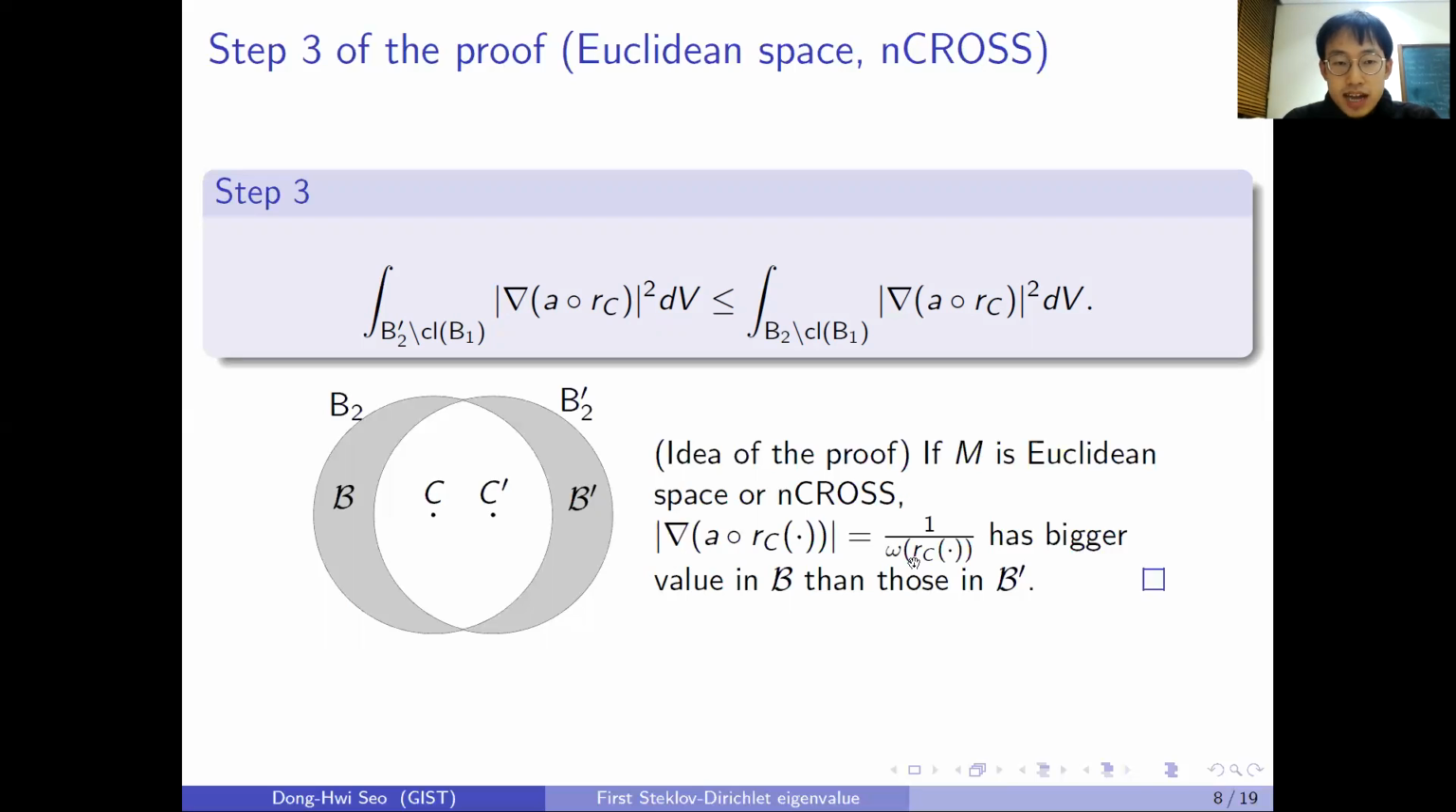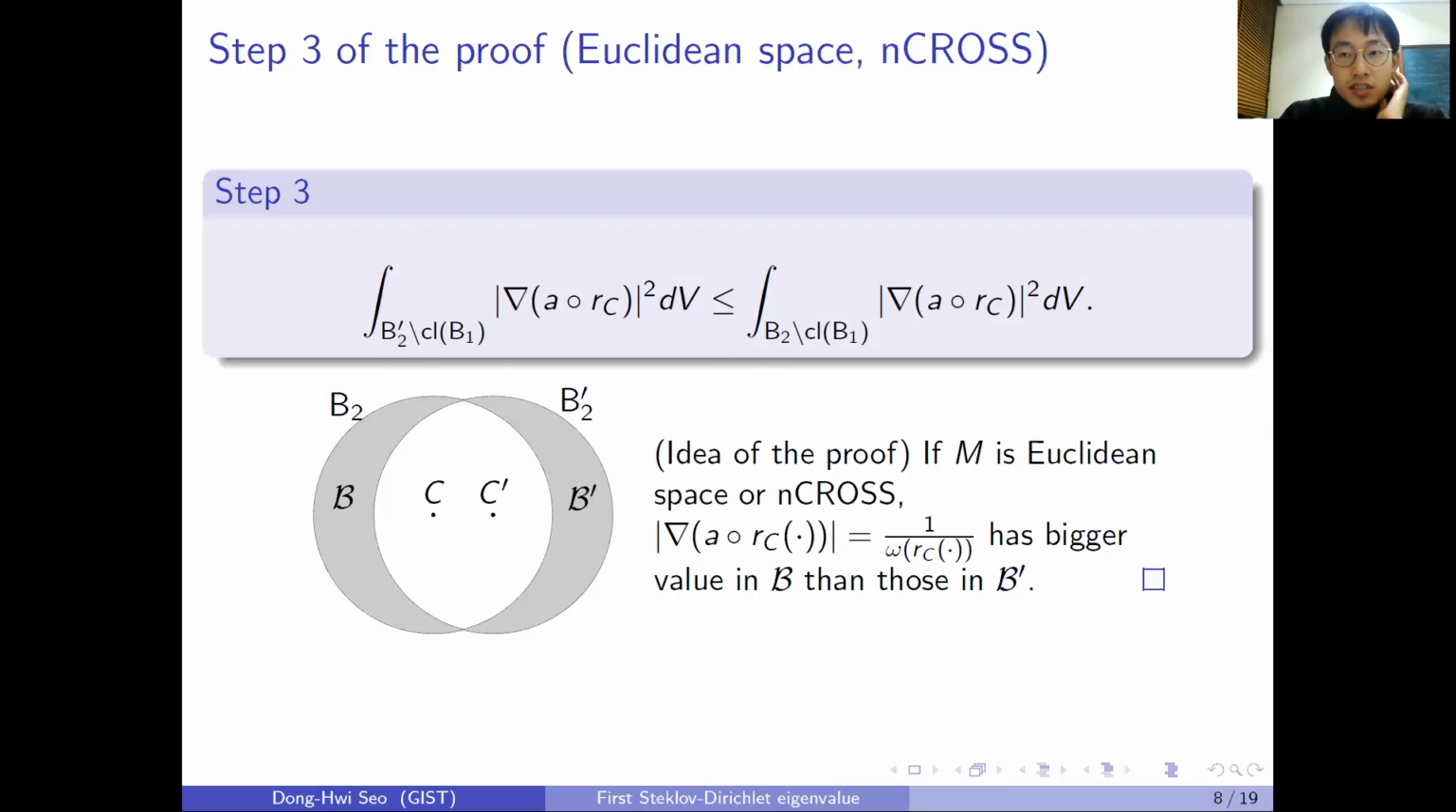And we note that the distance from C to a point in B is less than R2, but the distance from C to a point in B prime is bigger than R2. So our magnitude has bigger value in B than those in B prime. Since the region B and region B prime have the same volume, using this relation, we can obtain our desired inequality.